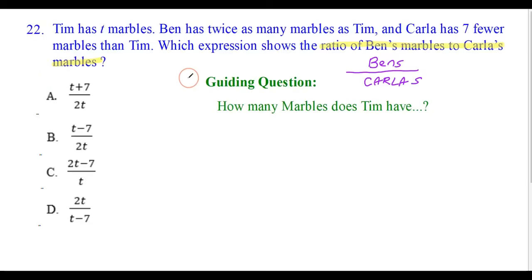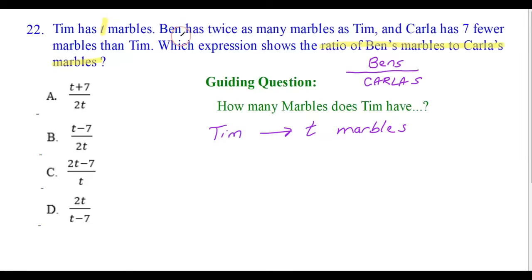So I asked a guiding question here. How many marbles does Tim have? It says right here, Tim has T marbles. Let's write that. Tim, T marbles. Just means that Tim could have 10 marbles, 20 marbles, 50 marbles. I can replace this t with any amount of marbles. So we'll just leave it at t marbles.